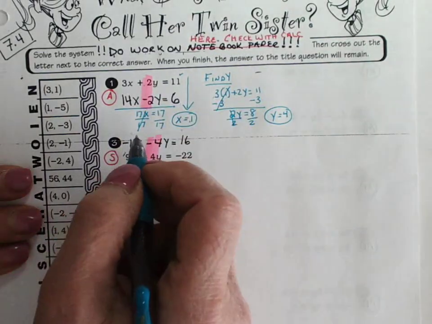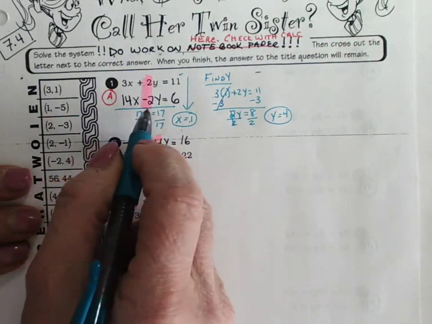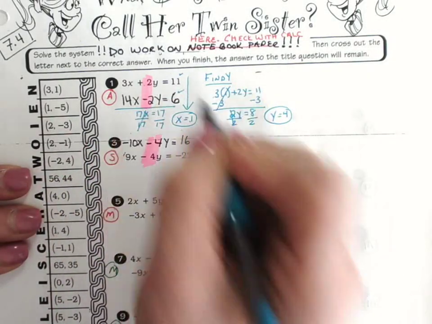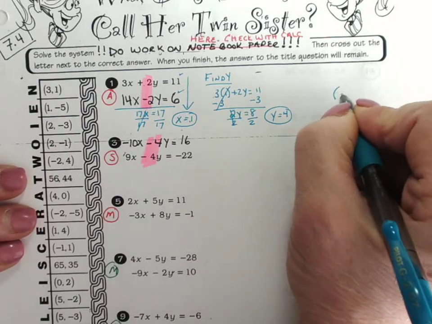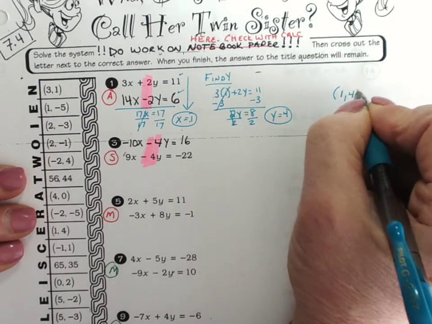Check there. Then use your calculator. 14 minus 8 is 6. I was able to do it mentally. Okay, so the answer is the ordered pair 1, 4.